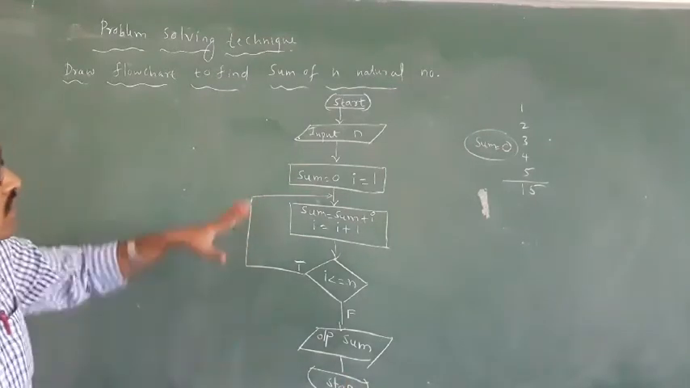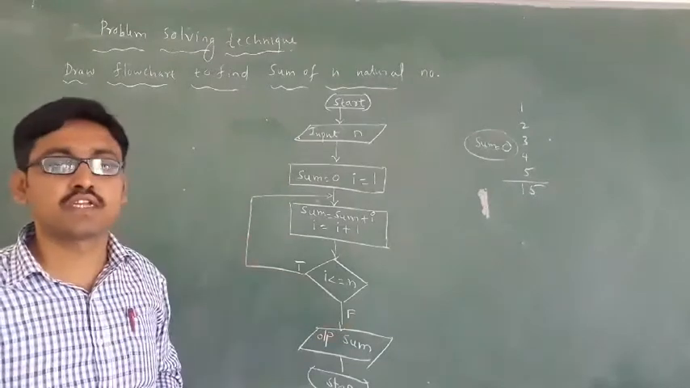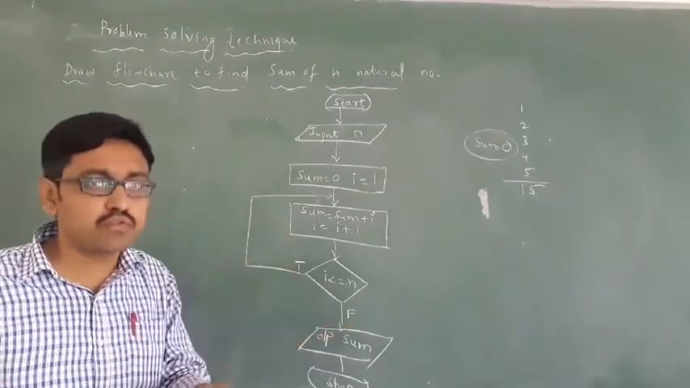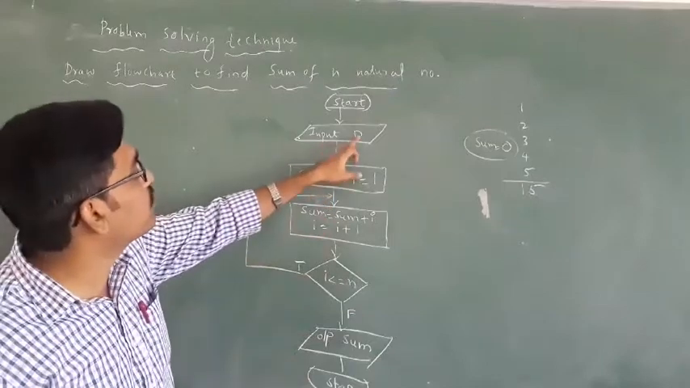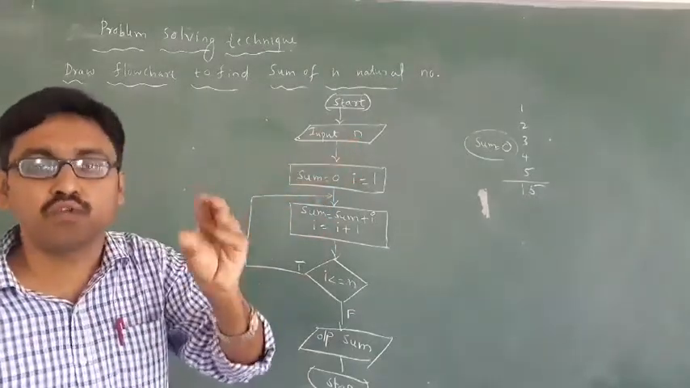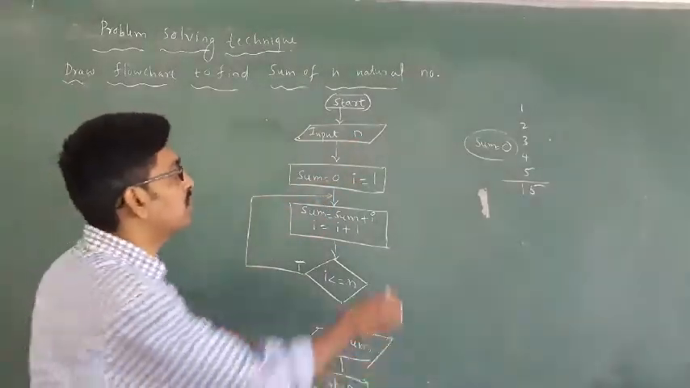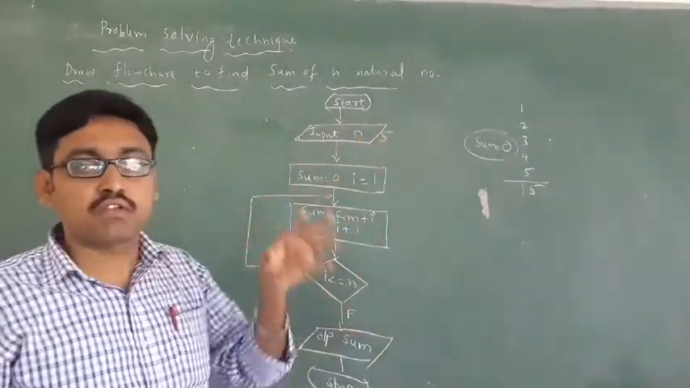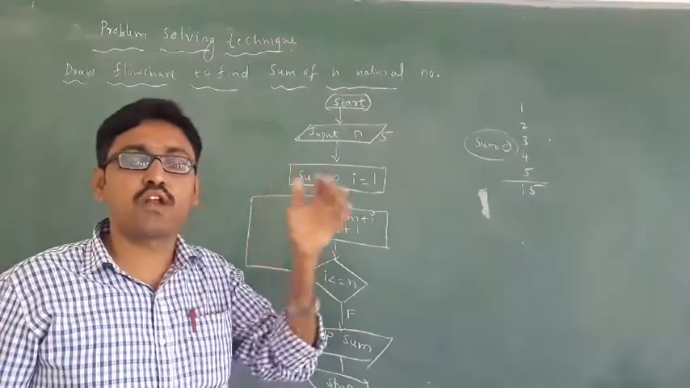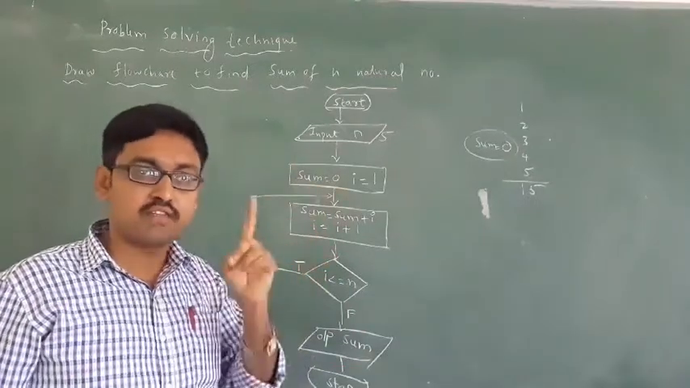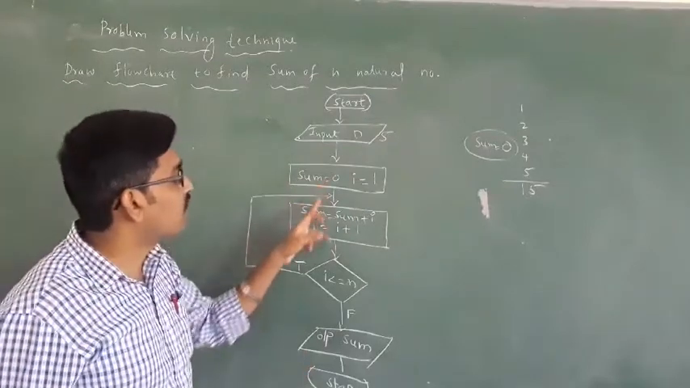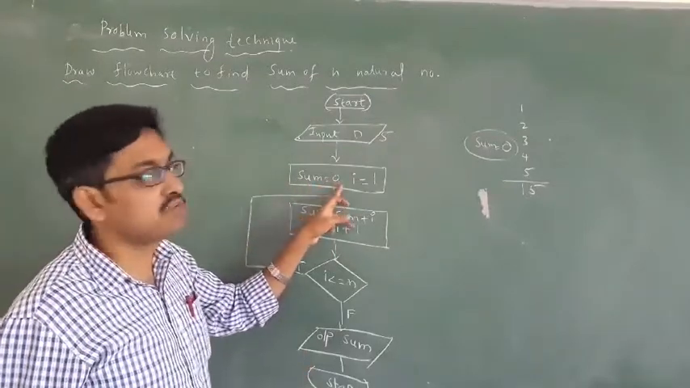See, this is the flow chart. They ask 5 marks questions. Then how to trace this? You just have to put some values. For example, I am taking input n, meaning 5 natural numbers. Now you have to enter 5 natural numbers into the computer: 1, 2, 3, 4, 5. What should the answer be? It should be 15.